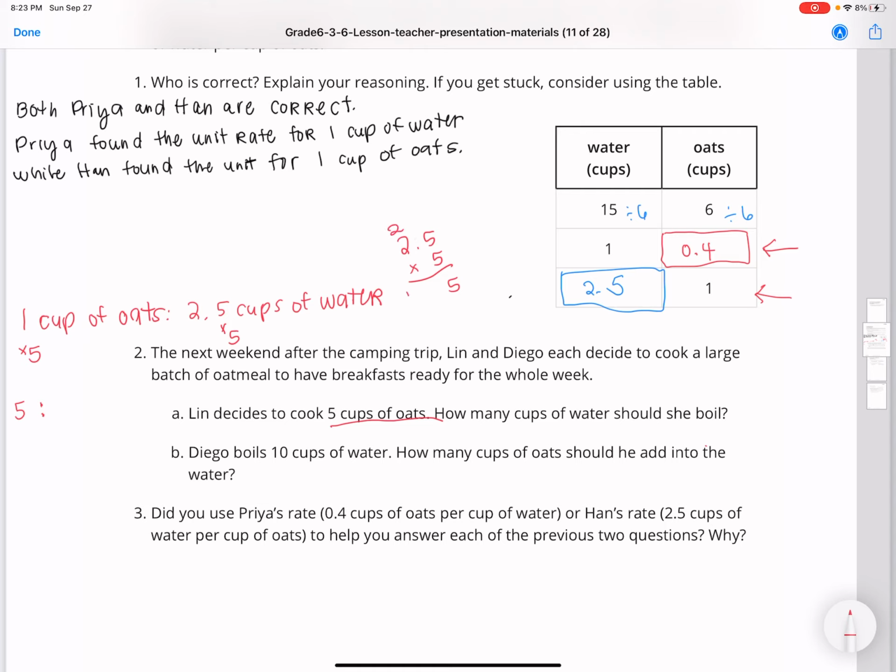So it's going to be 12.5 cups of water. So I will put, how many cups of water should Lynn boil? She should boil 12.5 cups of water.